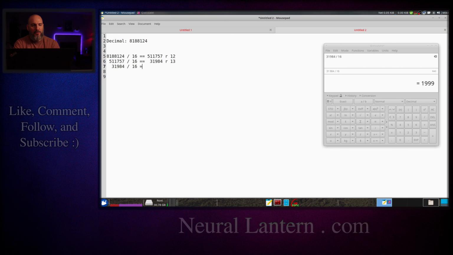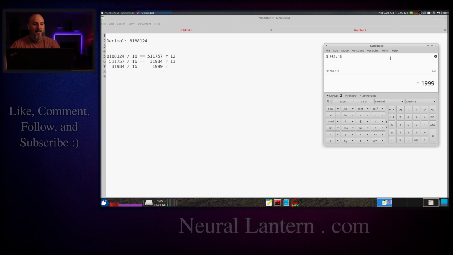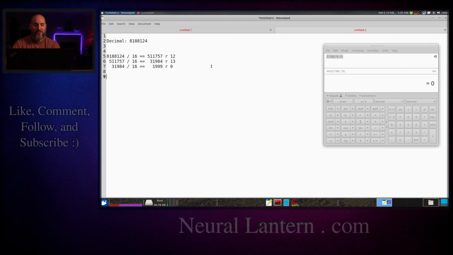Divided by 16 equals 1999, remainder something. There's no decimal point at the end of that, so I can just assume the remainder is going to be 0. If you want to double check to be sure, which is a good idea, use the modulo operator. If your calculator doesn't have modulo, find another calculator or jump into Python or something.